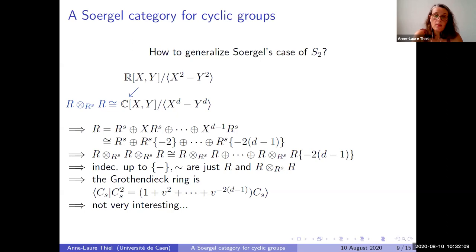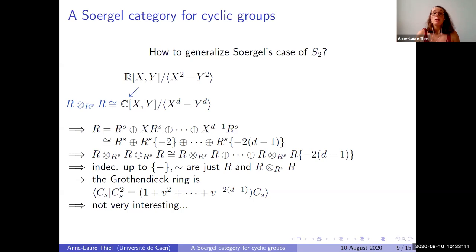Okay. And in this case, again, any polynomial can be written as a sum of a polynomial in x to the d, plus x times a polynomial in x to the d, and so on, plus x to the d minus one times a polynomial in x to the d, which means R as an R^S bimodule is just isomorphic to d copies of R^S with some shifts appearing depending on the degree of the power of x. Very well. And now, if I play the same game as before with S2, if I take this generating bimodule candidate and tensor with itself, what I get is just d copies of it with different shifts.